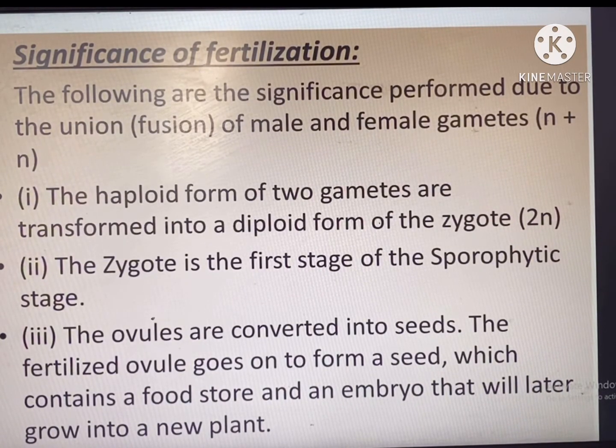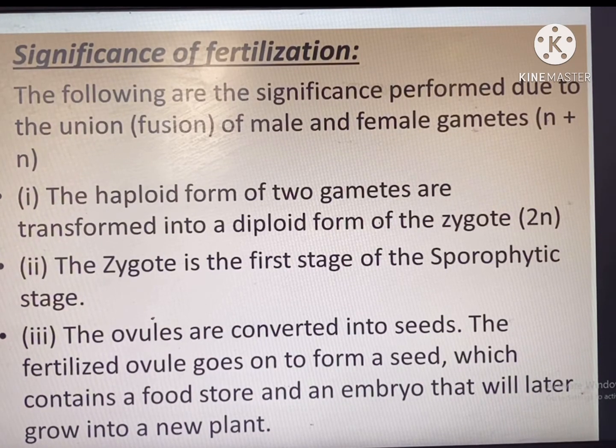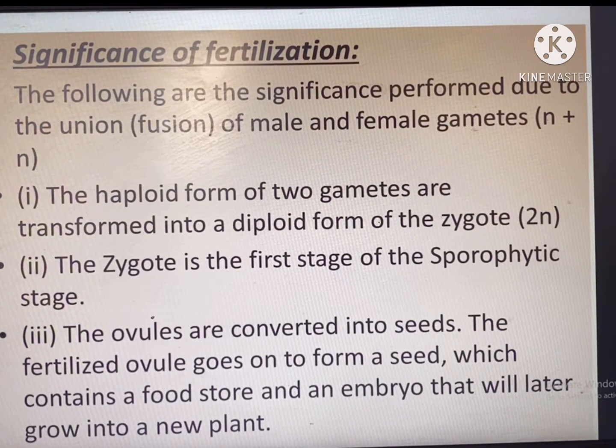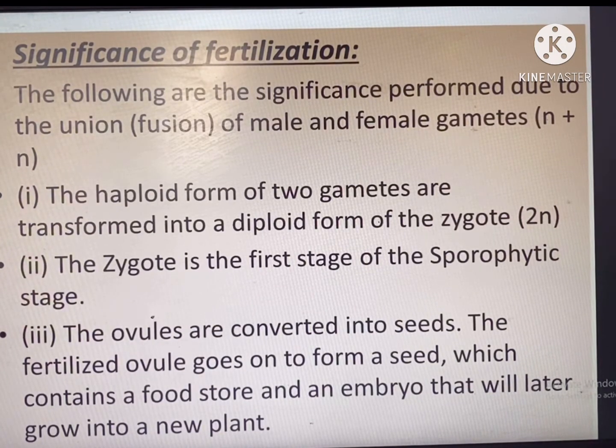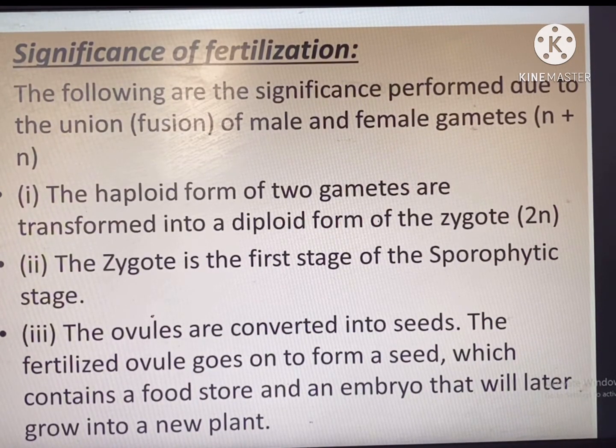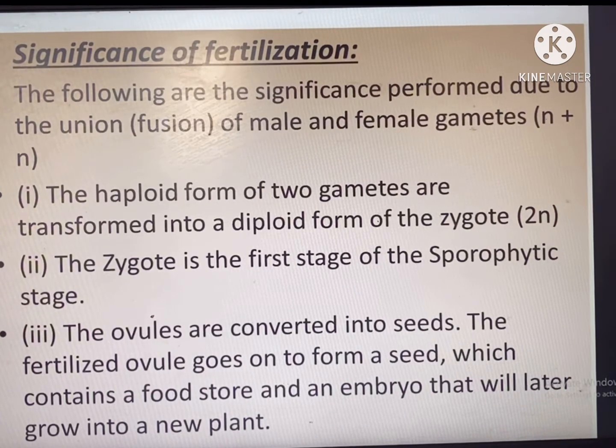Number 1, the haploid form of 2 gametes is transformed into a diploid form of zygote, which is the first stage of the sporophytic stage. Next, I have mentioned that the zygote is the first stage of the sporophytic stage, and this is very important. Number 3, the ovules are converted into seeds. The fertilized ovule goes on to form a seed, which contains a food store called the endosperm, and the embryo that will later grow into a new plant.